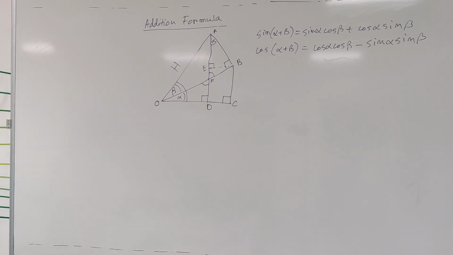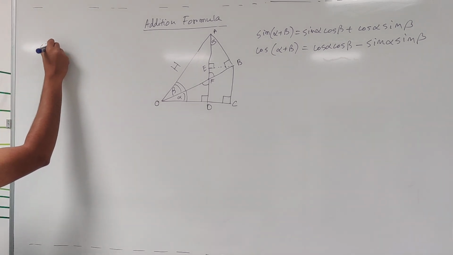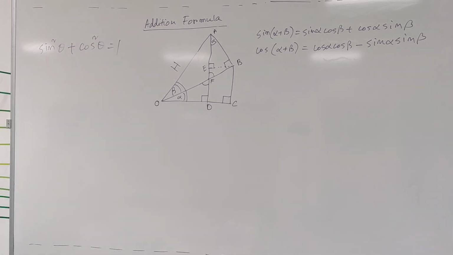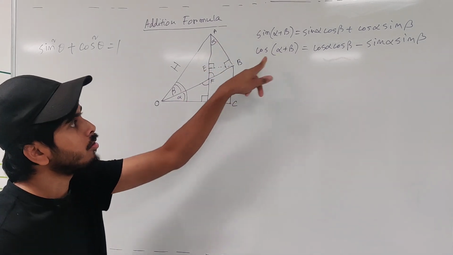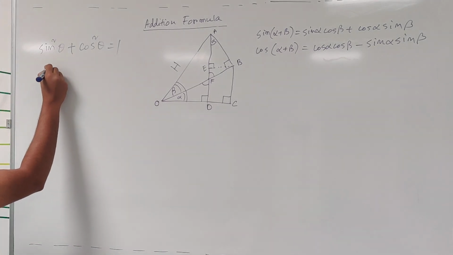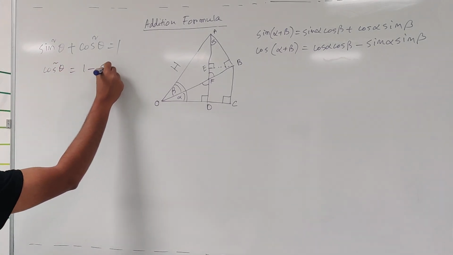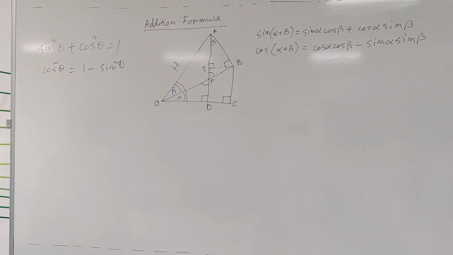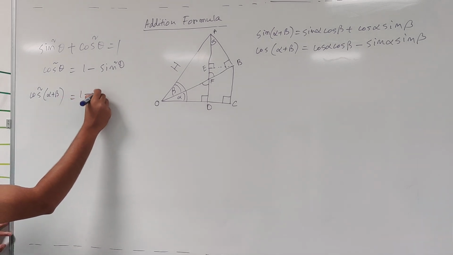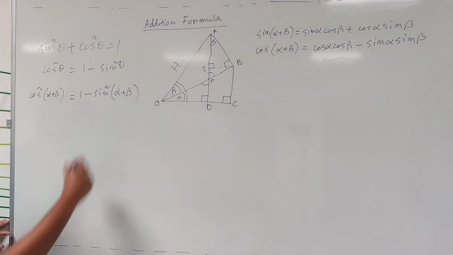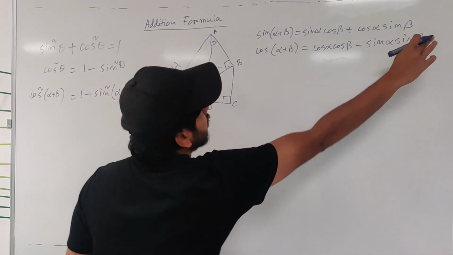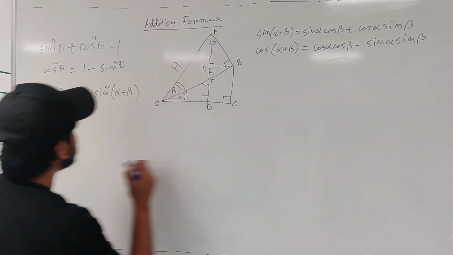You know this already: sine square theta plus cos square theta equals 1. So you can use this identity to find out cos alpha plus beta if we know the expression for sine alpha plus beta. How? Cos square theta equals 1 minus sine square theta. Then we should have cos square alpha plus beta equal to 1 minus sine square alpha plus beta. So sine square alpha plus beta we have to find out. We have sine alpha plus beta as this expression, and we have to square it.